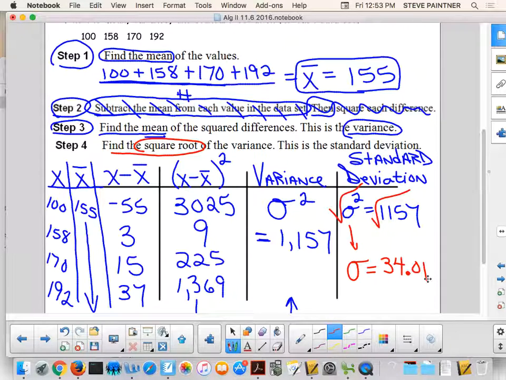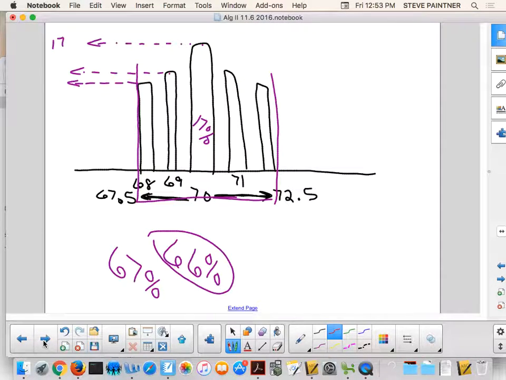Oh, by the way, if I was going to make the bell curve right now, what do you think I would round my standard deviation to? 34. I wouldn't say 34.01. I would. Okay. I'm not going to make the bell curve. We did that yesterday. Okay? We good? Good.